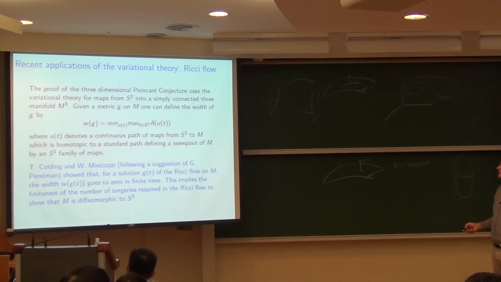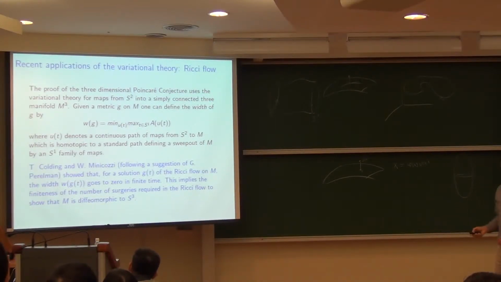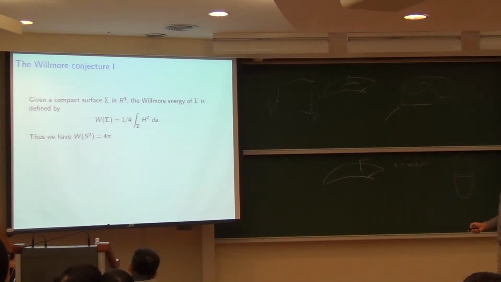So it implies that the Ricci flow only exists for a finite time, and so there are a finite number of surgeries required to show that M is diffeomorphic to S3. Okay, so that's one application. That goes back to maybe 2006 or so.